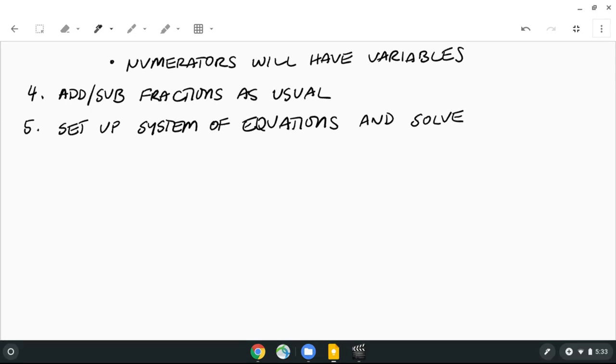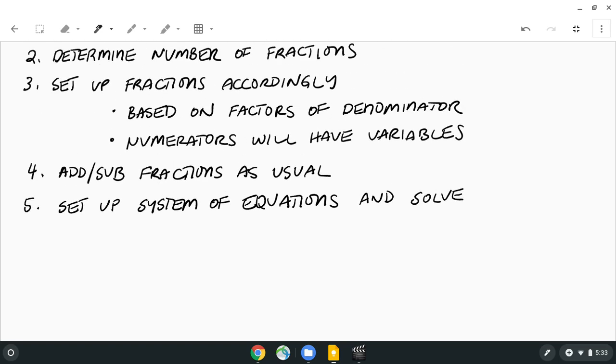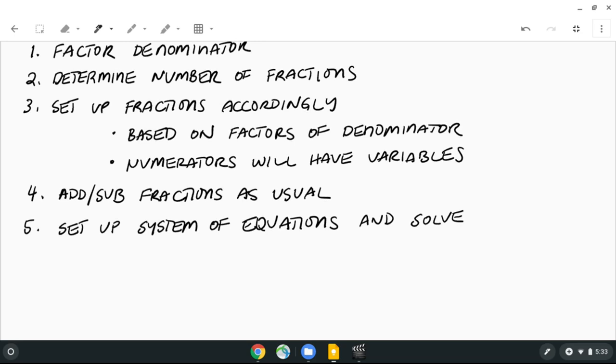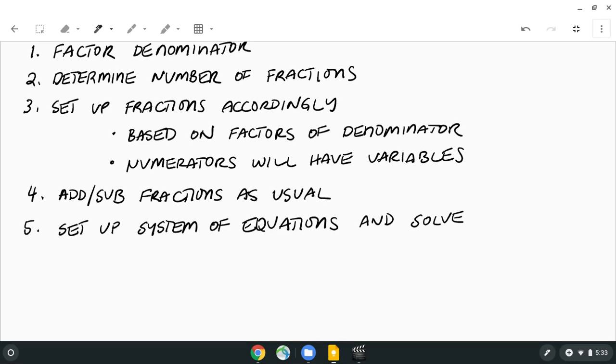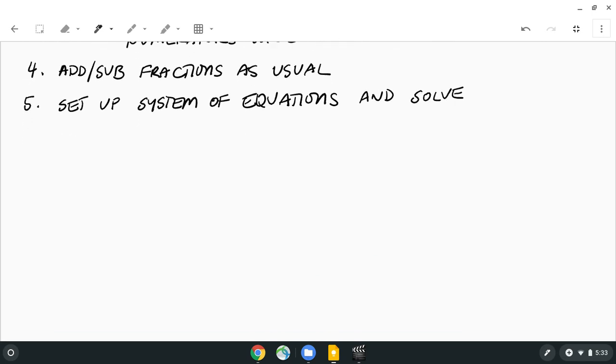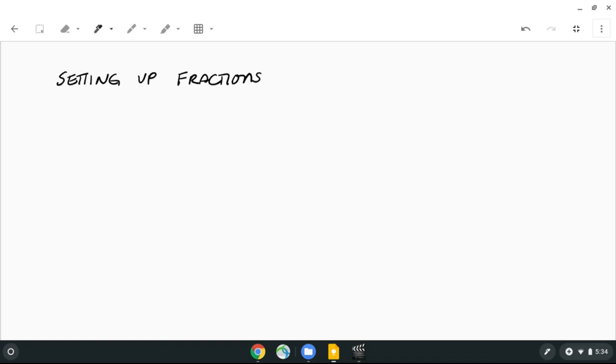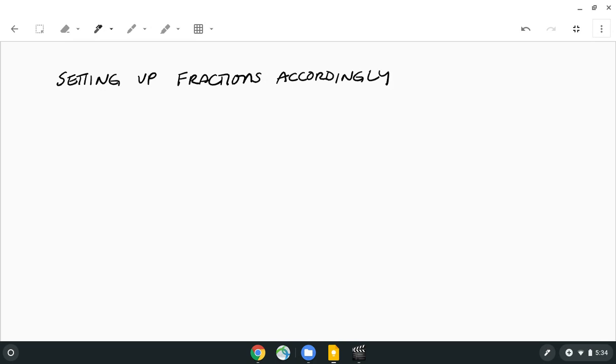But before we start working on some examples, let's talk about this part, step 3, setting up the fractions accordingly. We have some different cases. So let's talk about them. Setting up fractions accordingly. What does that mean and how do we do it?